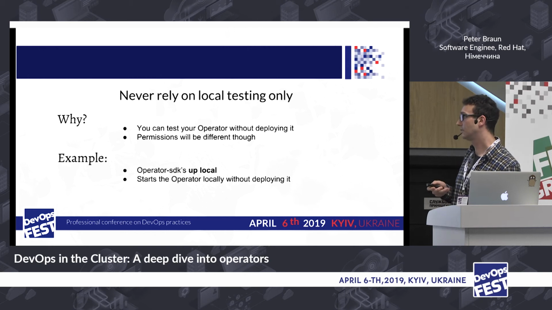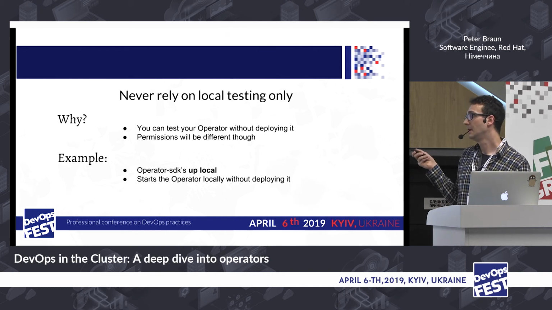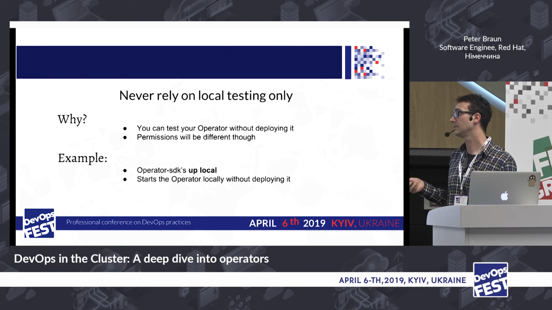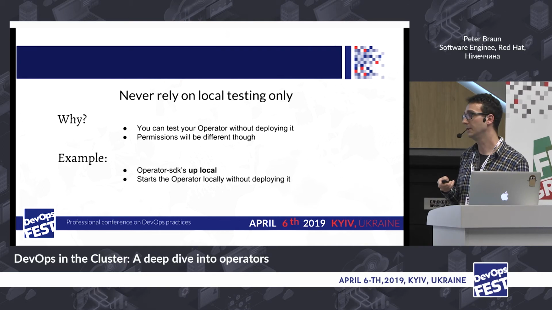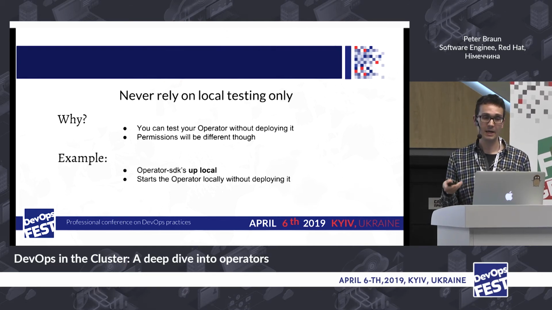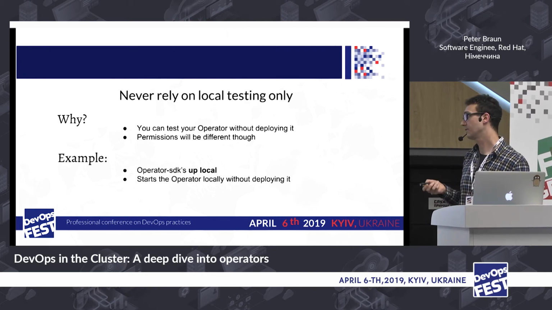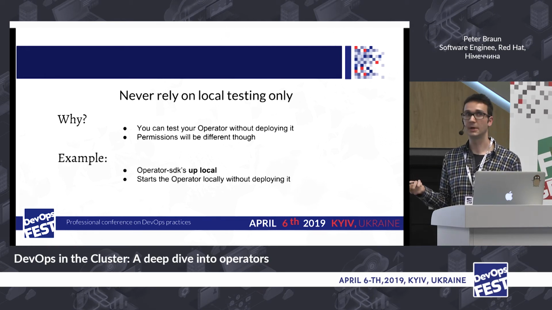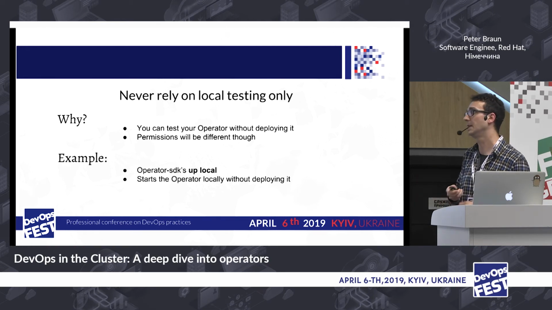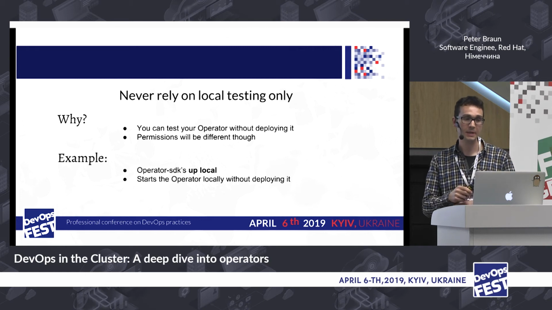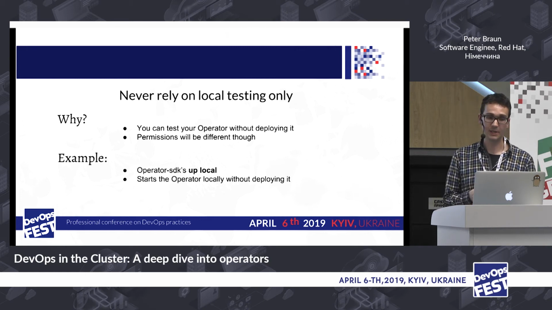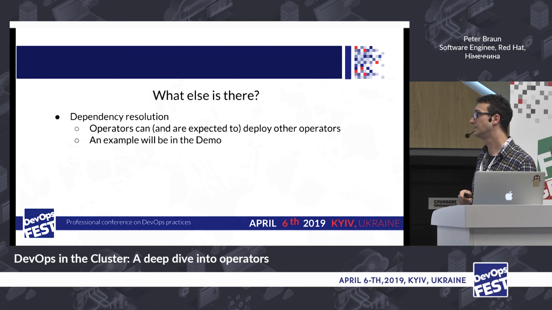An example for this is the Operator SDK's up local command. This starts the operator locally, using whichever user you're logged into with kubectl. It's possible that everything works fine, and once you deploy the operator to an actual cluster, it will start failing with lots of permission issues. So up local is great for developing, but you just can't rely on it.